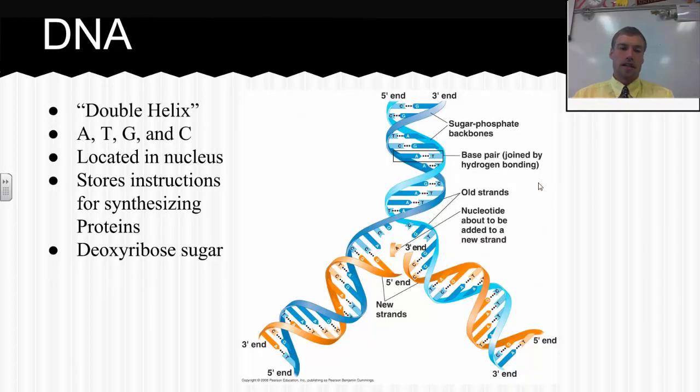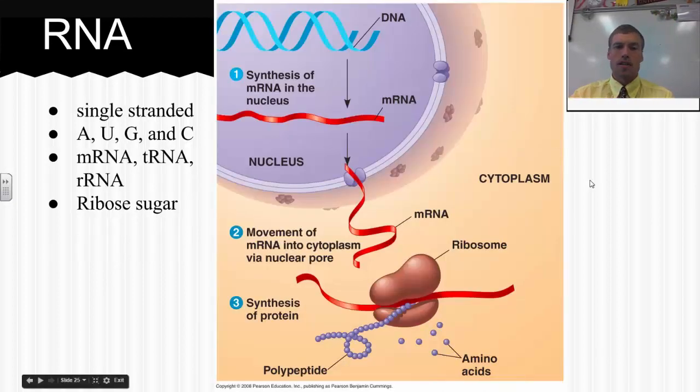DNA is known as the double helix. Obviously, it's very famous and well known. The nucleotides that you find in it are A, T, G, and C. It is located in the nucleus and nowhere else, and it stores information for synthesizing proteins, which is very important. We're going to talk about all those mechanisms. It has a deoxyribose sugar. It replicates in a way that is very cool. Again, we'll talk more about its function when we get to our DNA unit.